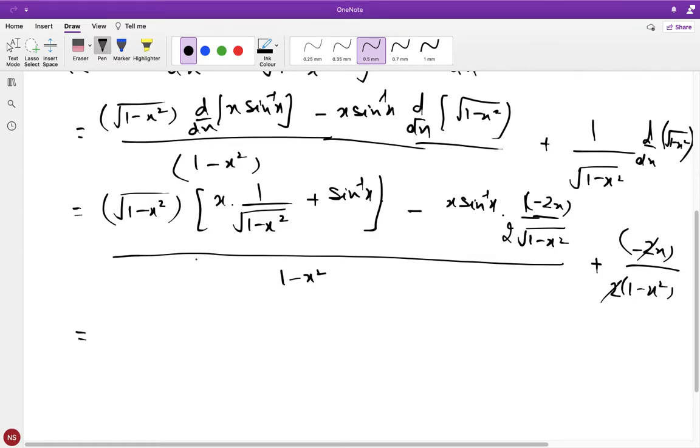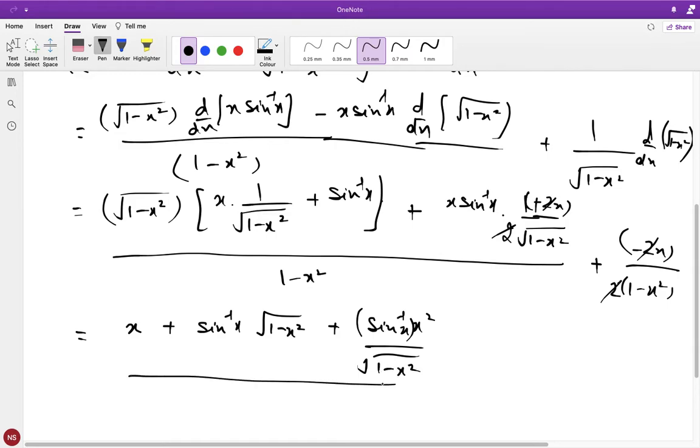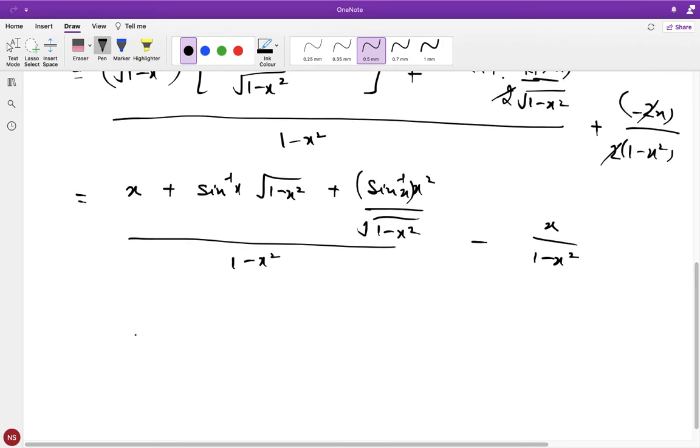So open the brackets. This will be cancelled and you will be left with x sine inverse of x into root 1 minus x square. Or here, minus and minus, so plus this. x and x is x square. So sine inverse of x into x square by root 1 minus x square. Whole thing divided by 1 minus x square, minus x by 1 minus x square.